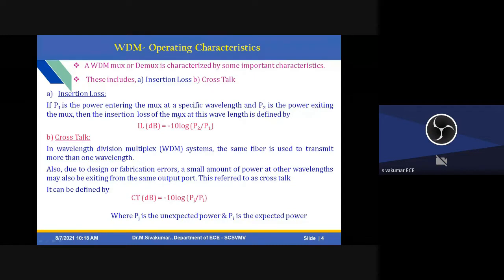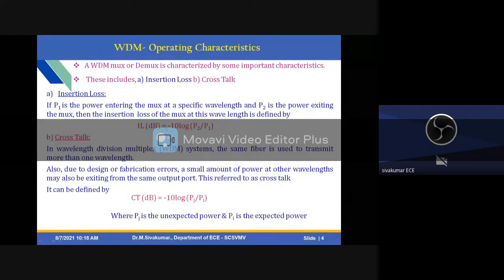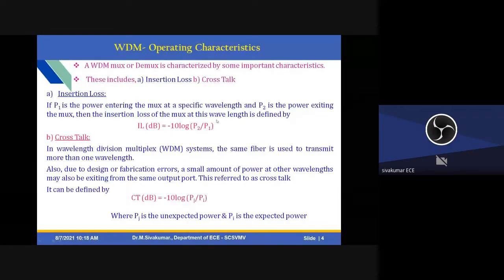Then the insertion loss of the mux at this wavelength is defined by IL, which is insertion loss in terms of dB, equal to minus 10 log of output power divided by input power. That is, P2 is the power exiting from the mux, and P1 is the power entering the mux. In this way, by using this formula, you can calculate insertion loss.